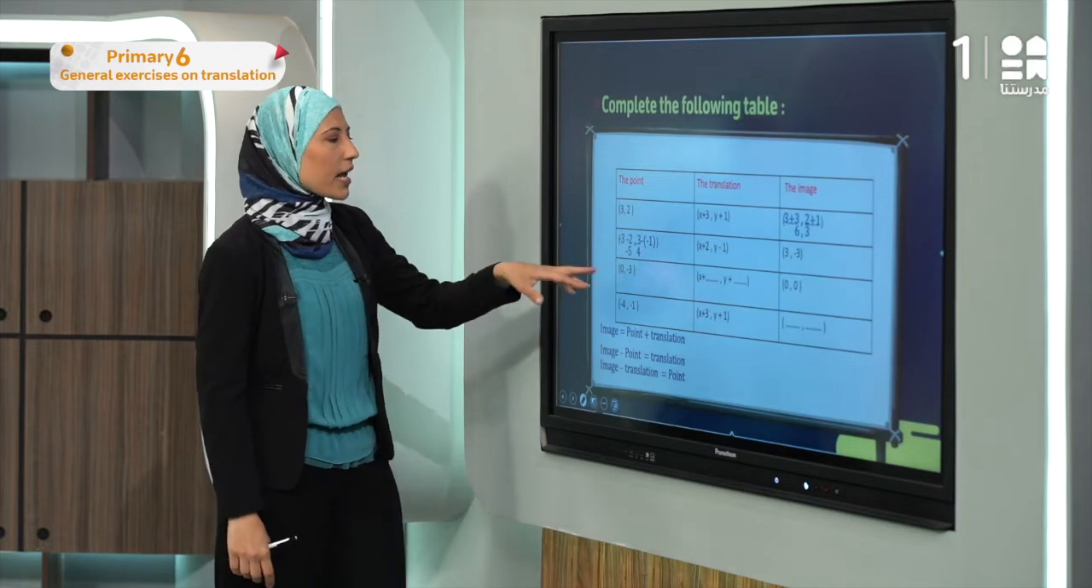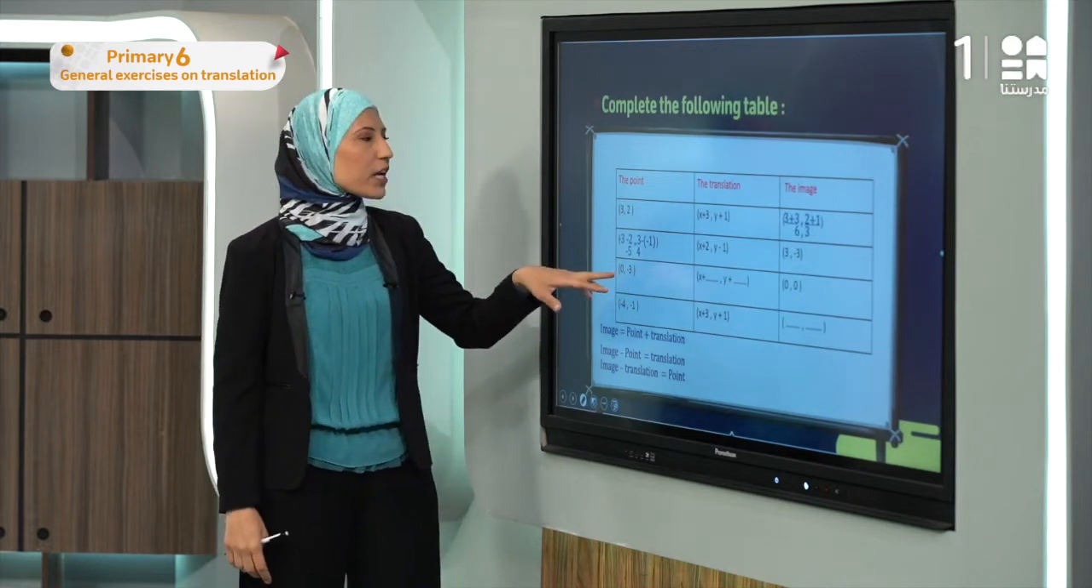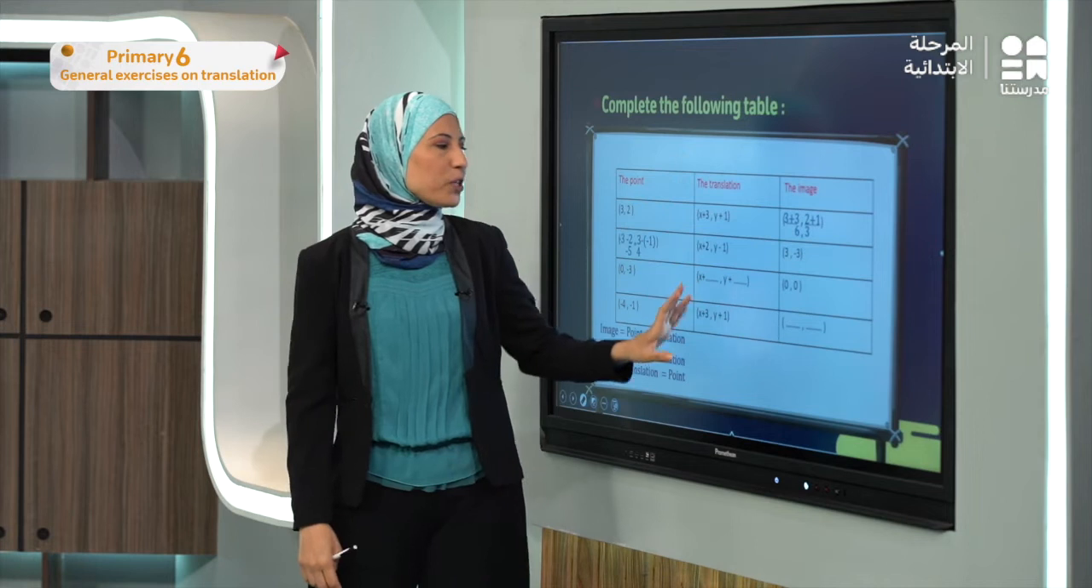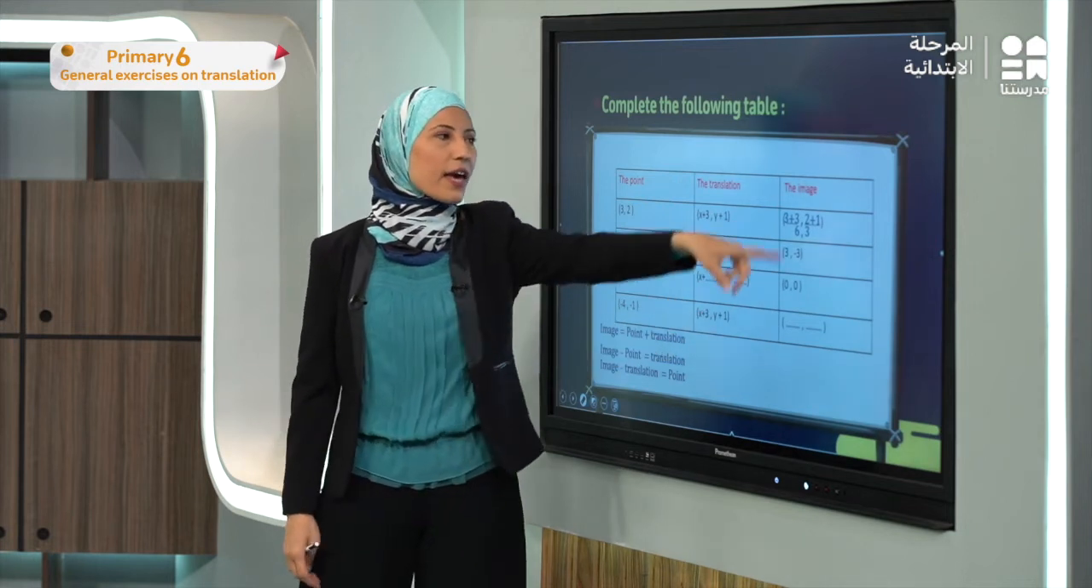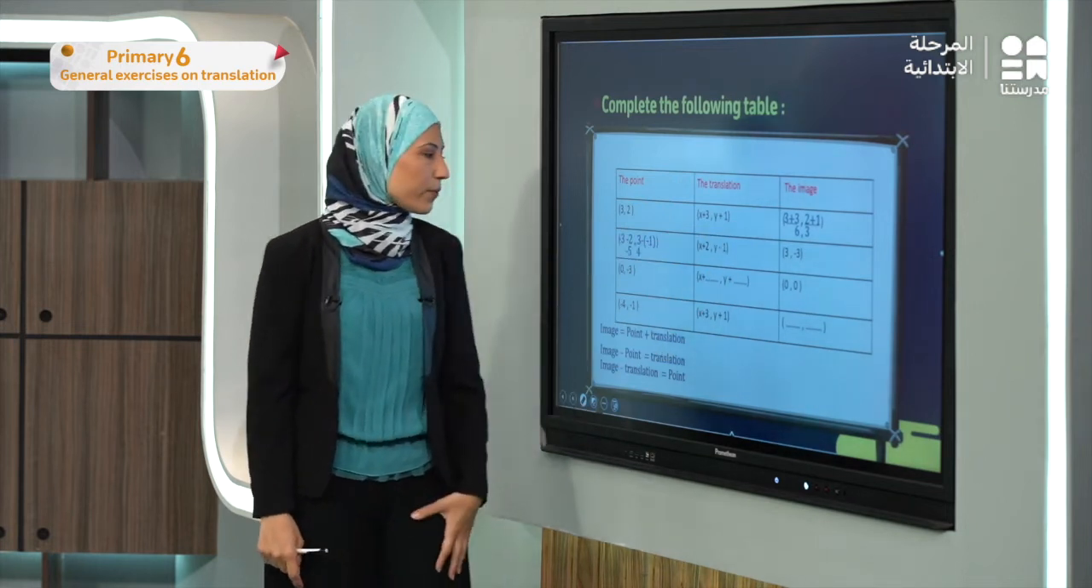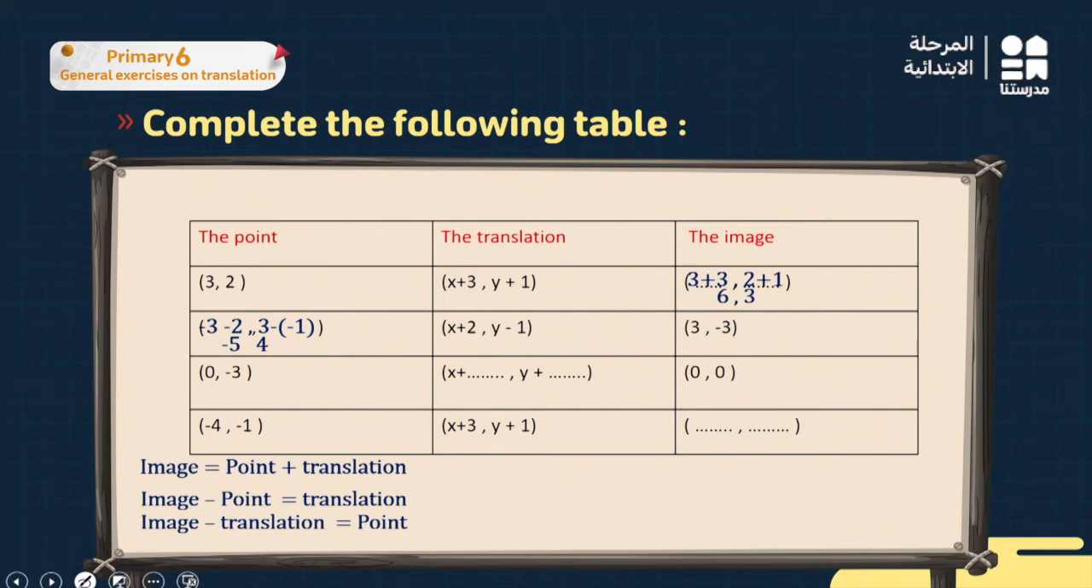The next one, I have 0 and negative 3. 0 and negative 3 is my point. He wants me to find that translation. And the image is supposed to be 0 and 0. So 0, x plus what gives me 0? How did I find the translation? Say it again. The image minus the point. So we're going to make the image minus the point.